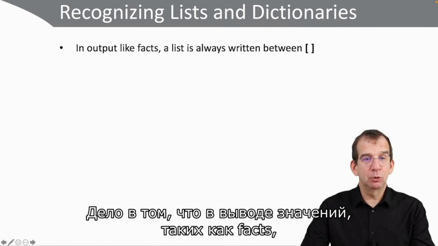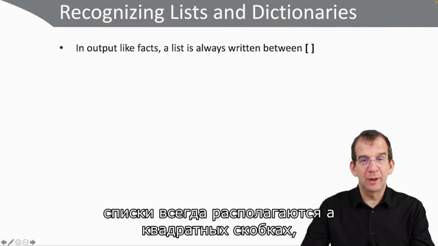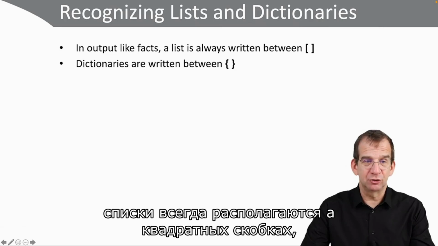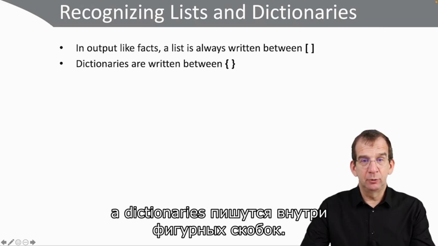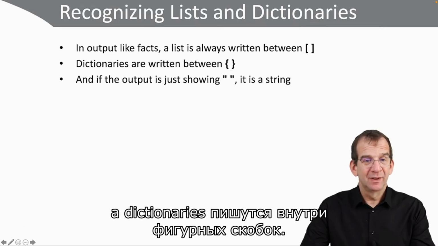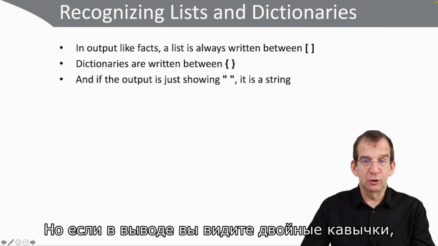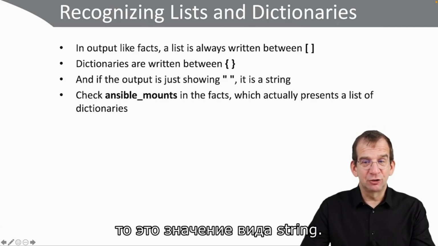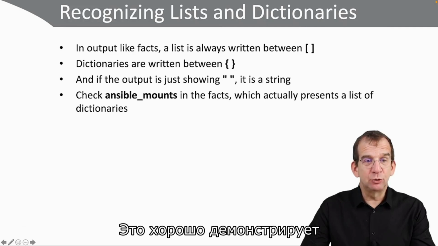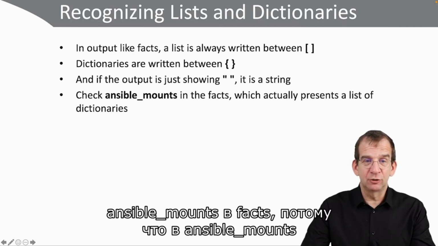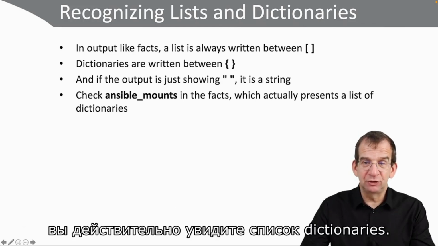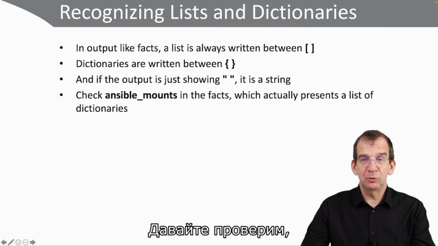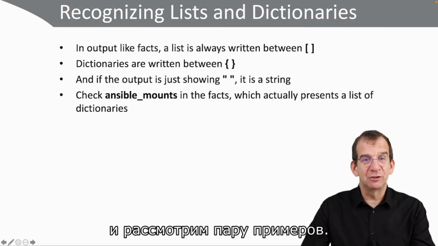Now, the thing is, in output like facts, a list is always written between square brackets, and dictionaries are written between curly brackets. And if the output is just showing double quotes, then it's a string. A nice way to show that is by having a look at Ansible mounts in the facts, because in Ansible mounts you will actually see a list of dictionaries. Let's go check this out, and also let's have a look at a couple of examples.